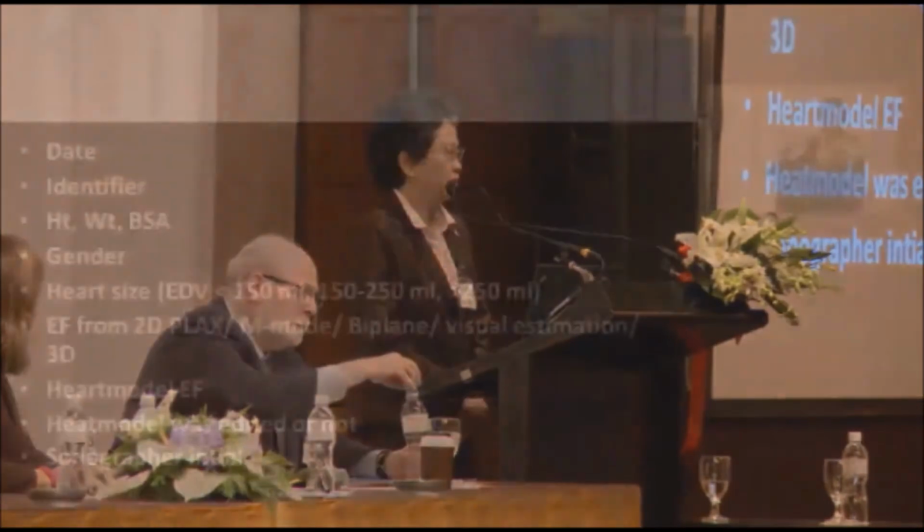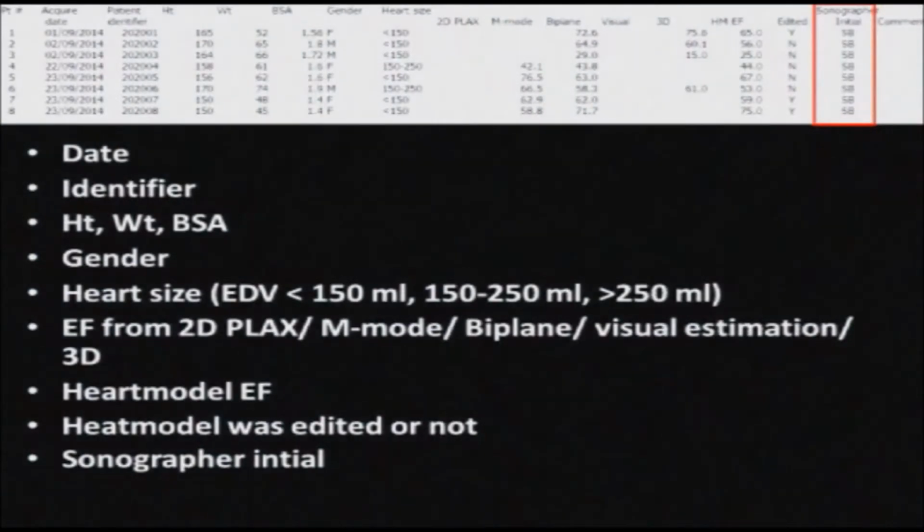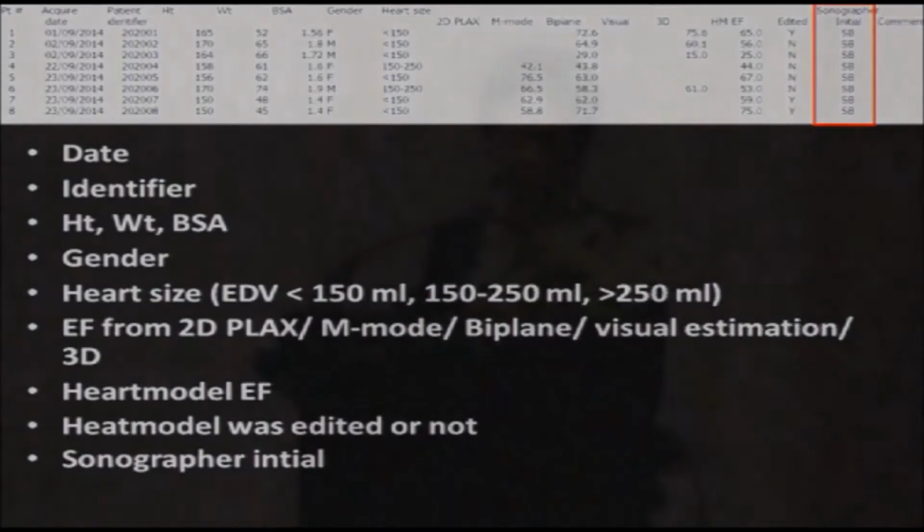The data that we get for each subject, or each data set, is the date of the study, identifier, height, weight, body surface area, gender, and heart size, separated into 3 categories. We also have to do another measurement of the ejection fraction, whether it be 2D parasternal long axis, M-mode, biplane, visual estimation, or 3D, in addition to the HeartModel ejection fraction. And we report the HeartModel ejection fraction and state whether the border for the HeartModel was edited or traced correctly from the beginning, and the sonographer's initials. Since I don't have many sonographers in my lab, almost all of the data acquisition is done by myself.